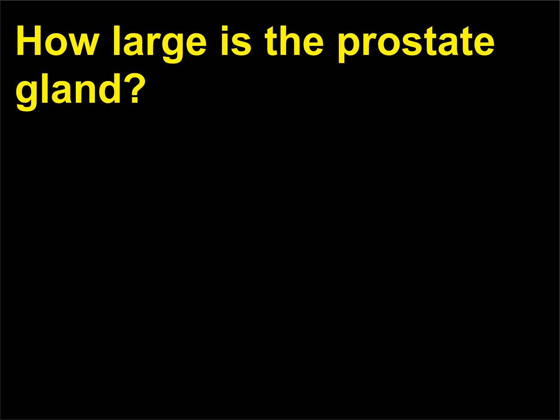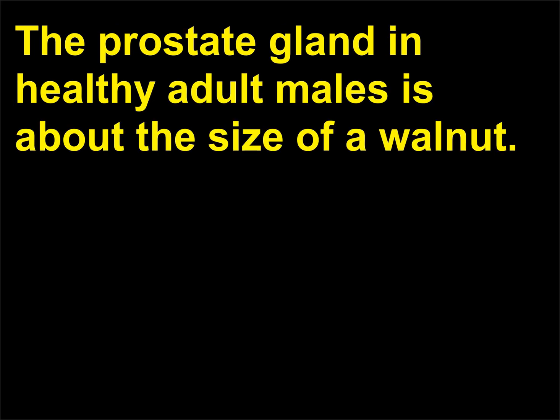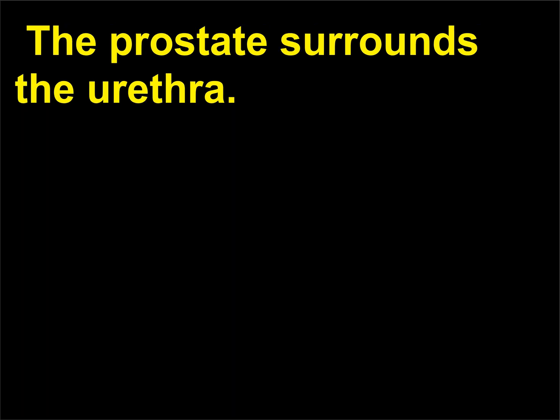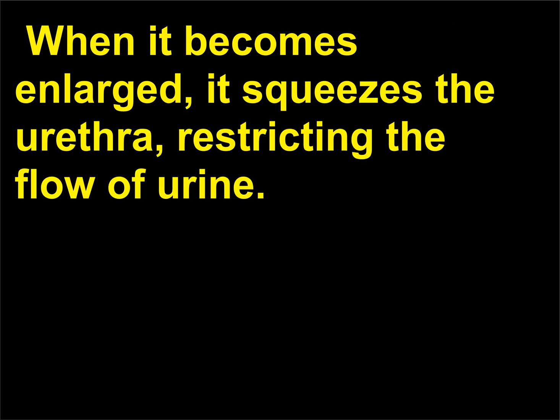How large is the prostate gland? The prostate gland in healthy adult males is about the size of a walnut. It is located in front of the rectum and under the bladder. The prostate surrounds the urethra. When it becomes enlarged, it squeezes the urethra, restricting the flow of urine.